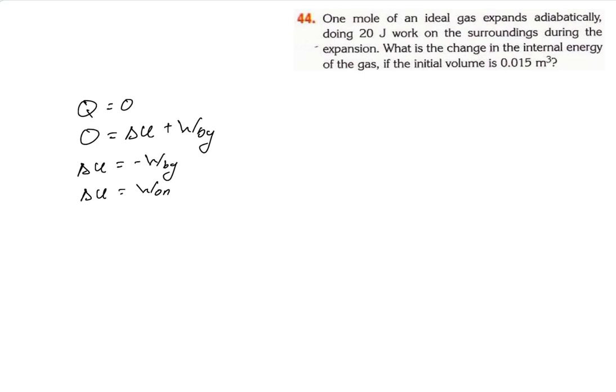And it says by doing 20 joules of work on the system, that means work done on the system is positive 20 joules, which is also equal to the change in internal energy. That means by doing 20 joules of work to the system, internal energy increased by 20 joules.